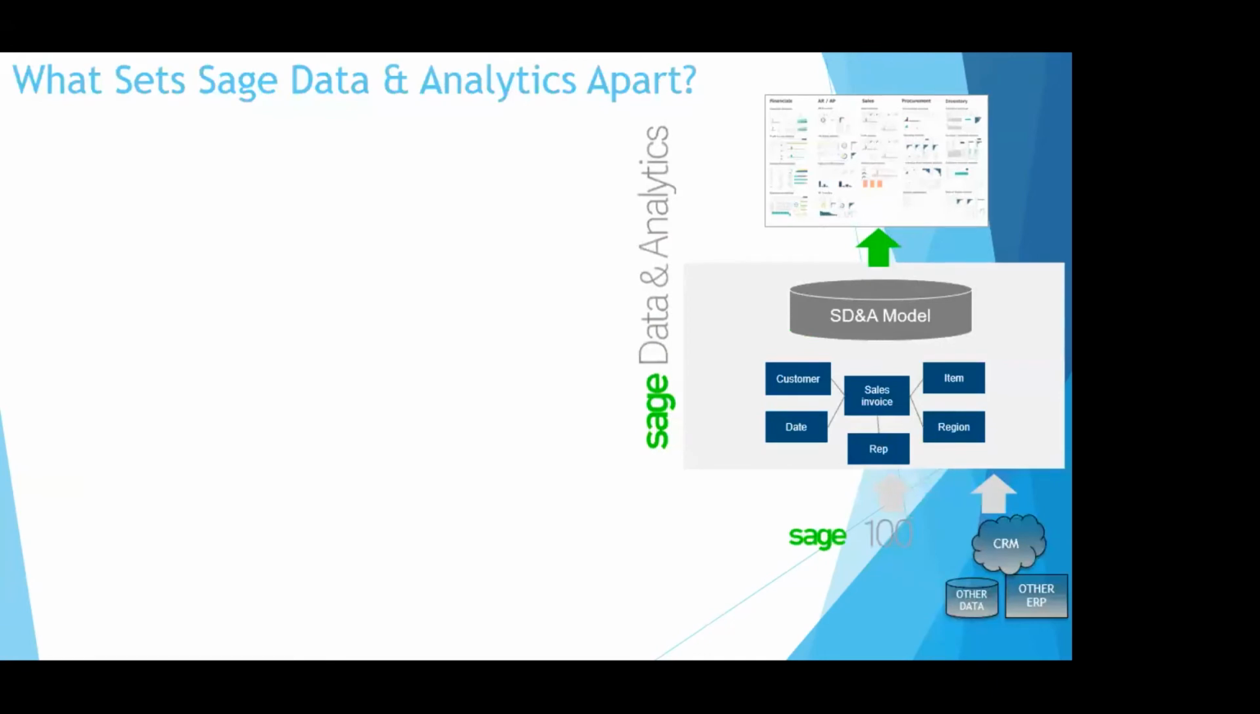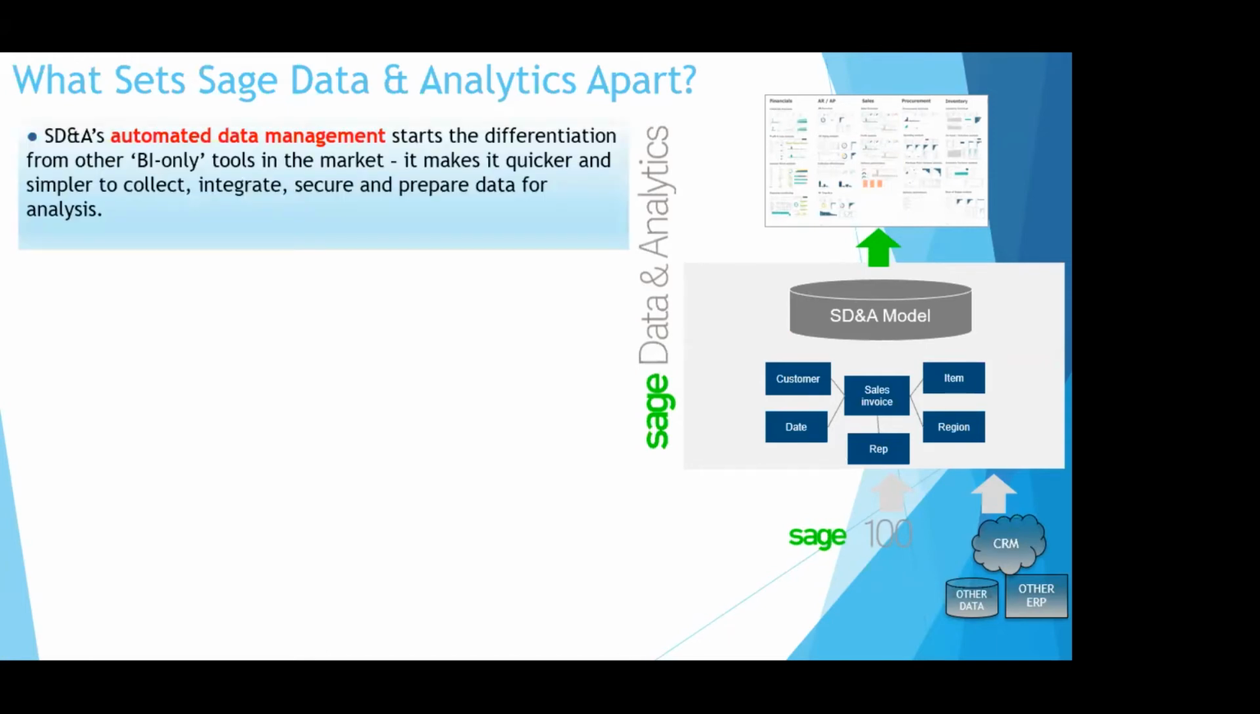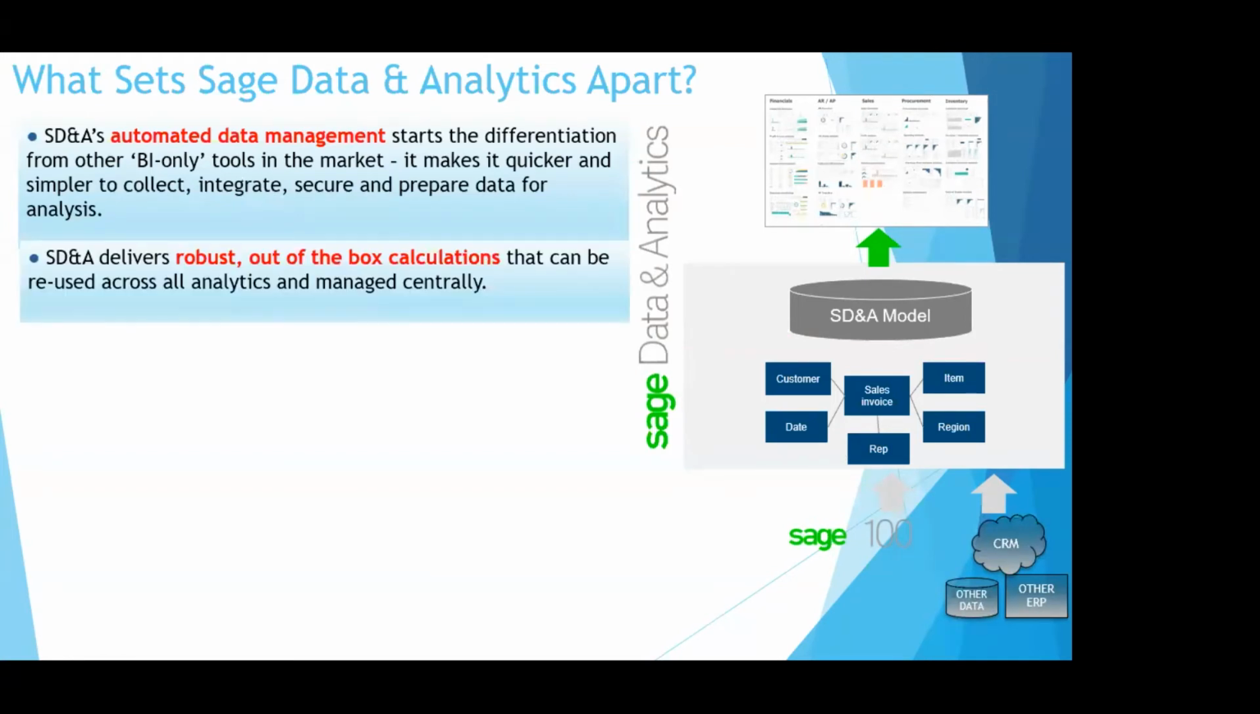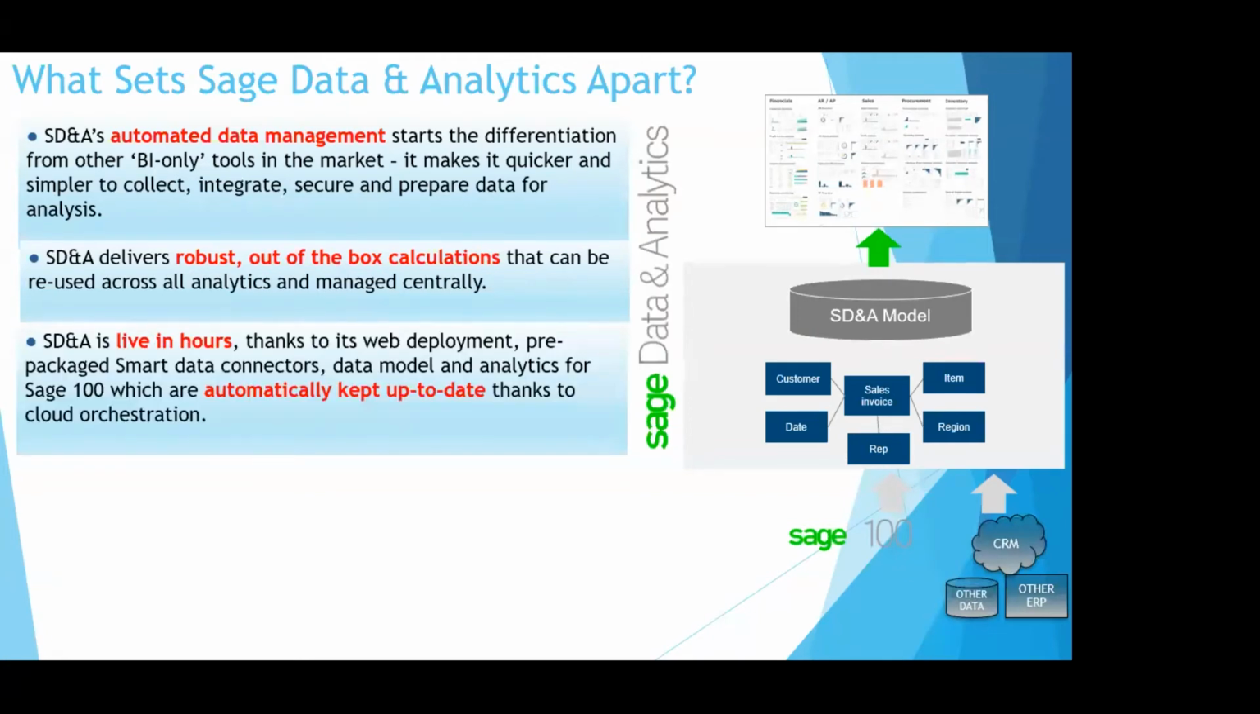So what sets Sage Data and Analytics apart? We have automated data management. You may have seen other BI tools in the market, but this one makes it quicker and simpler to collect, integrate, secure, and prepare for data analysis. We have robust out-of-the-box calculations, and you're going to see some of that. We have the ability to get you live in hours.